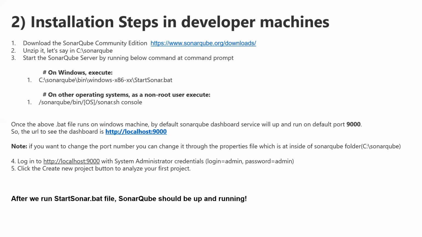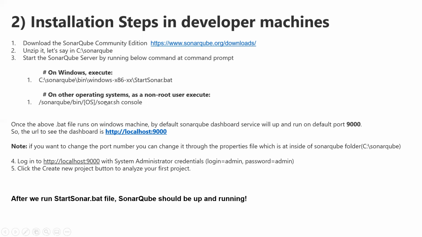Once you get that zip file onto your local machine, you just unzip it. If you unzip it on Windows, it is going to be placed in the C drive, in the SonarQube folder. In that SonarQube folder, you have other nested folders, and in bin there is Windows x86, for 32 or 64 bit machines. For other operating systems, it is executed as a non-root user, and these are available in this particular path.